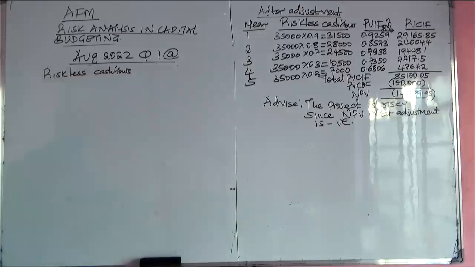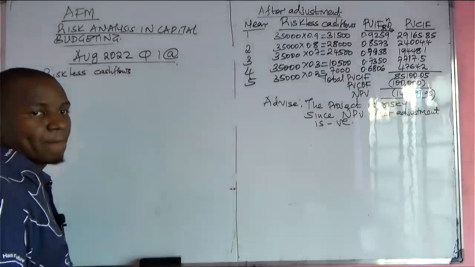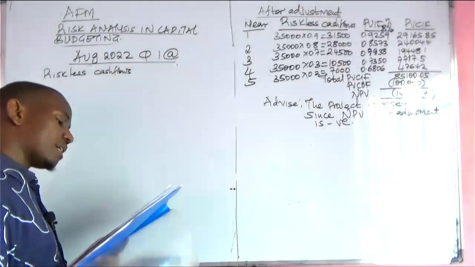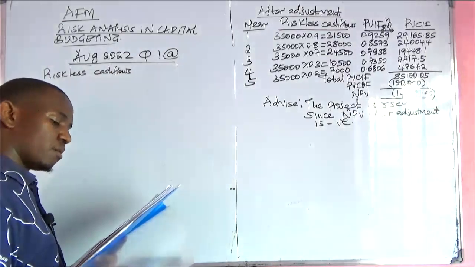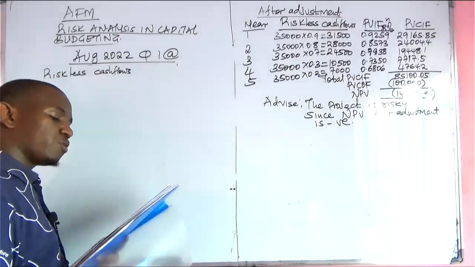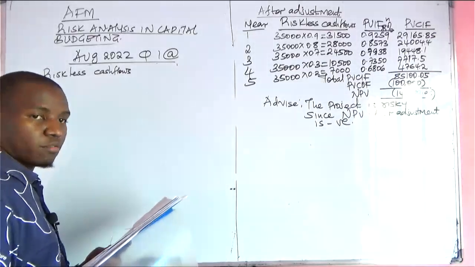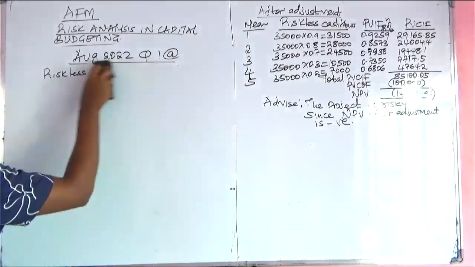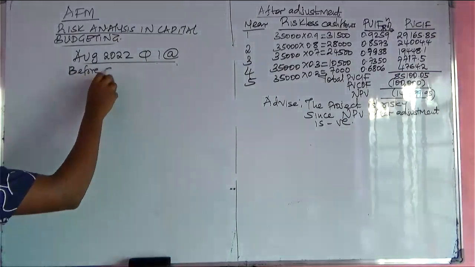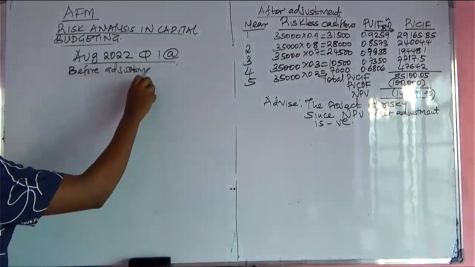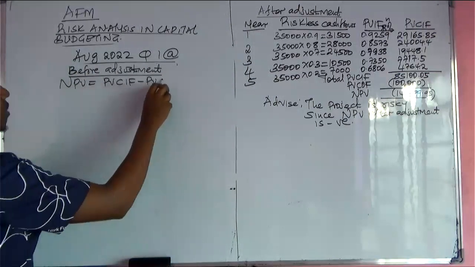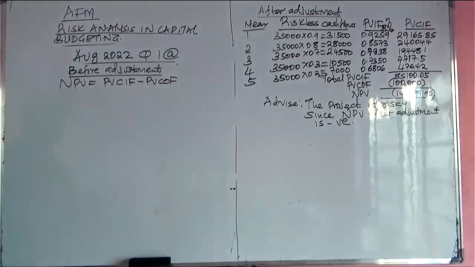So what is our riskless cash flow? The firm is certain between how much, at the end of, and the expected amount of how much? So we know that 200,000 is our annual cash flows. Okay, let me first do it this way. Let's first look for the NPV before adjusting. Before adjustment, what will be our NPV? We know NPV is the present value cash inflow minus the present value cash outflow.